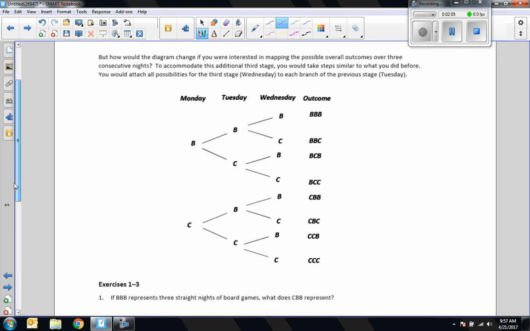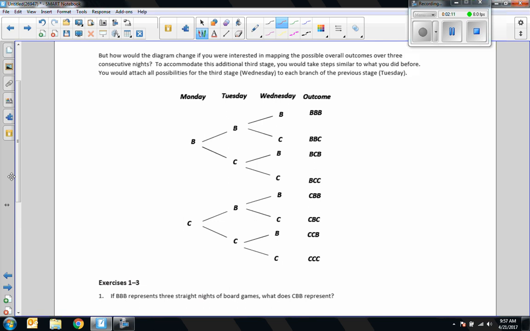So now it says, but how would the diagram change if you were interested in mapping the possible overall outcomes over 3 consecutive nights? So we took what we already had on Monday and Tuesday, which is here. This was our Monday and Tuesday diagram. Ran out of room on my board. Here's Monday and Tuesday in our diagram.